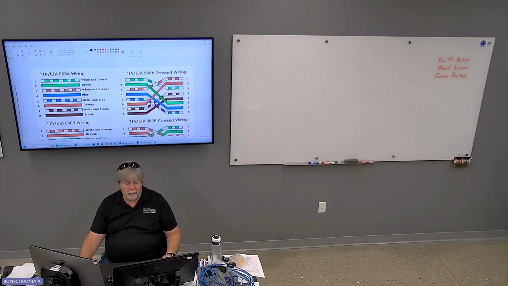Okay, so anyway, straight through is pin to pin. Crossover, pin 1 gets connected to pin 3. Pin 2 gets connected all the way down here to pin 6. 3 to 1, 4 to 7, 5 to 8, 6 to 2, 7 to 4, 8 to 5.